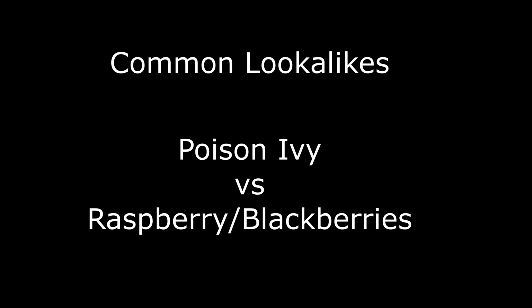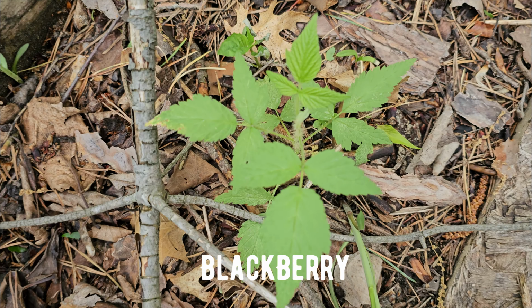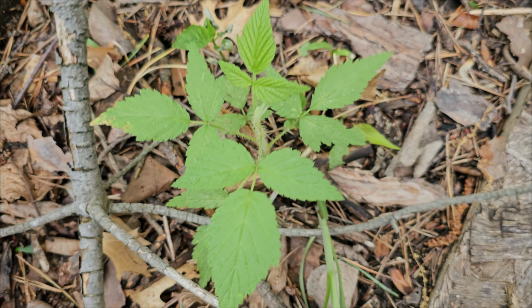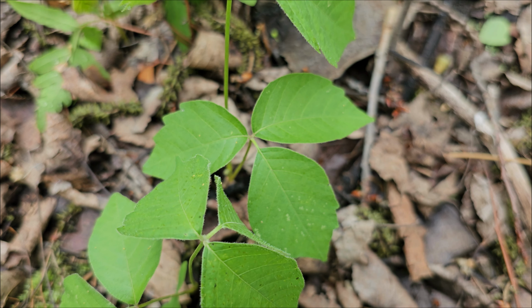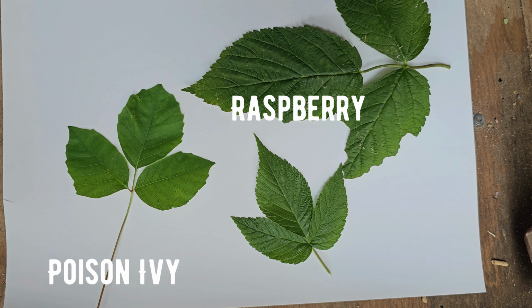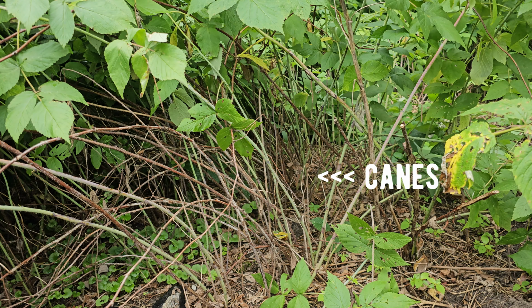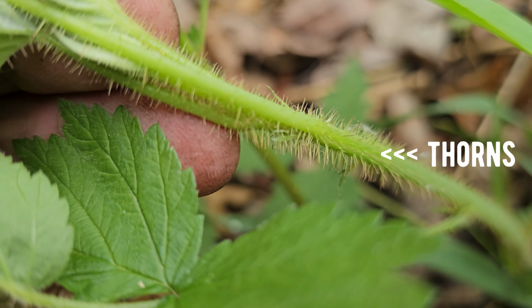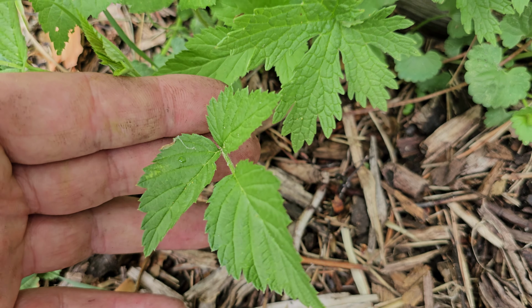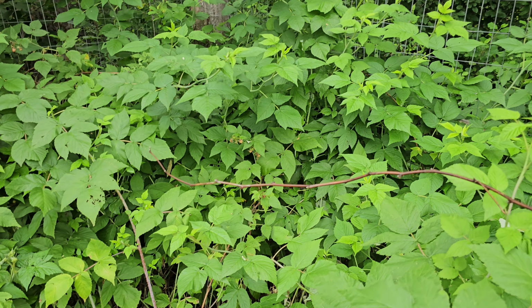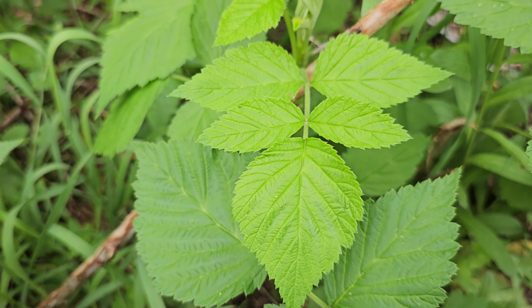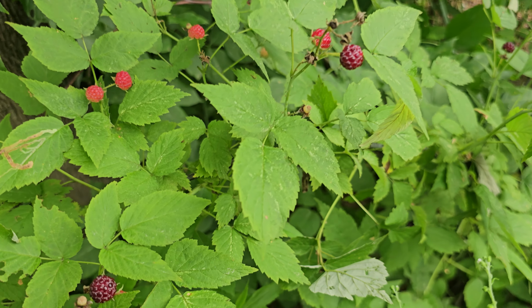Another common lookalike is the raspberry, blackberry, etc. Poison ivy and raspberry bushes are not that easy to distinguish because both have 3 leaves, but some differences are that raspberry leaves grow on canes, and these canes have thorns. So if you see canes, these are raspberries. Raspberry leaves are more toothed or serrated as opposed to poison ivy leaves. Some raspberry bushes will have 3 to 5 leaflets, so that's a clear distinction.